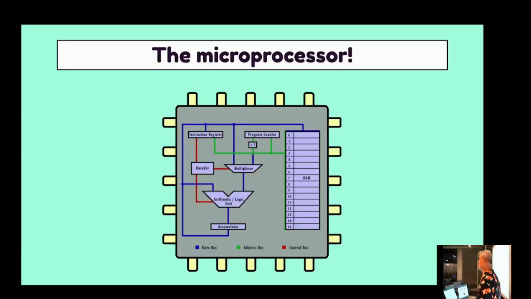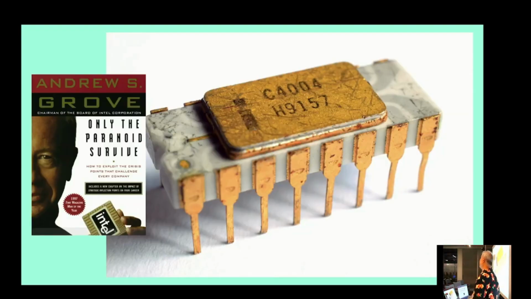There we go, there's my picture. This is basically a quick block diagram of what's inside a microprocessor and what happens in it. And actually today is the 52nd birthday of the microprocessor. It only came out November 15th, 1971. This is the Intel 4004. It was a 4-bit processor.